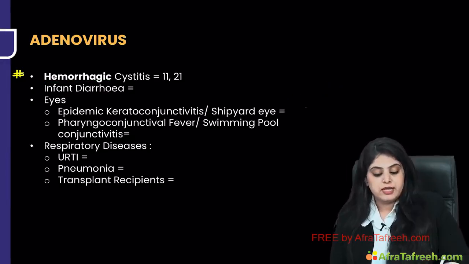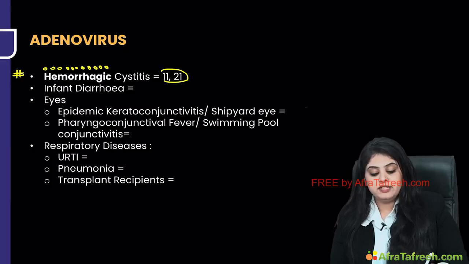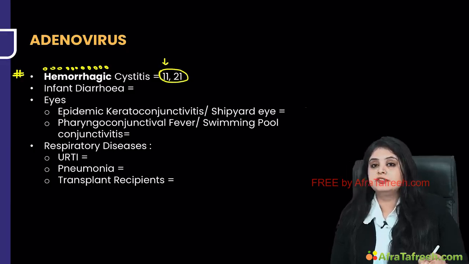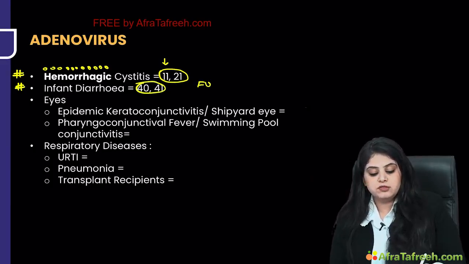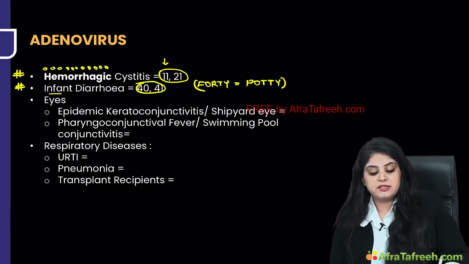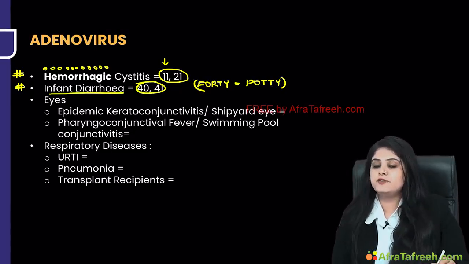By, hemorrhagic: 1, 2, 3, 4, 5, 6, 7, 8, 9, 10, 11. The word hemorrhagic has 11 alphabets. So adenovirus 11 and 21 are going to cause this condition. Infant diarrhea. Infant diarrhea is caused by 40, 41. How do I learn it? Because the way you write 40 is the way you write diarrhea, that is potty. So please remember, potty and 40 remain the same. That is why infantile diarrhea or infant diarrhea is caused by adenovirus 40, 41.